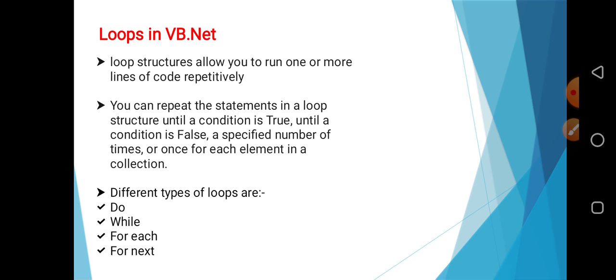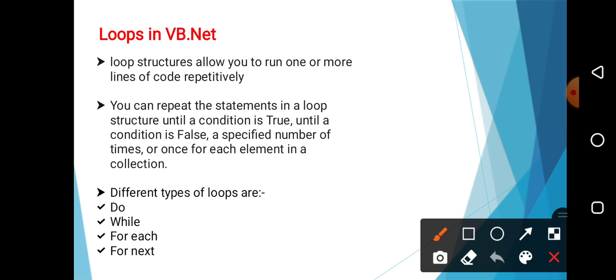Now the next one is loops in VB.NET. Students, loops are used to repeat something, that is, whenever you want to repeat some task again and again, you are going to use loops. The loop allows you to run one or more lines of code repeatedly. For example, suppose I want to print my college name, PRP, 1000 times. So I will use a loop over here.